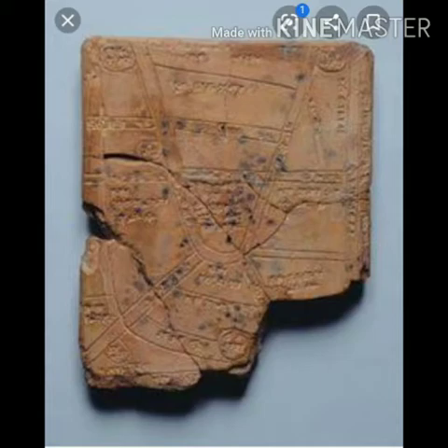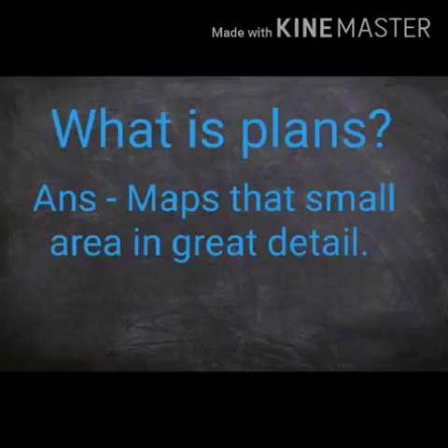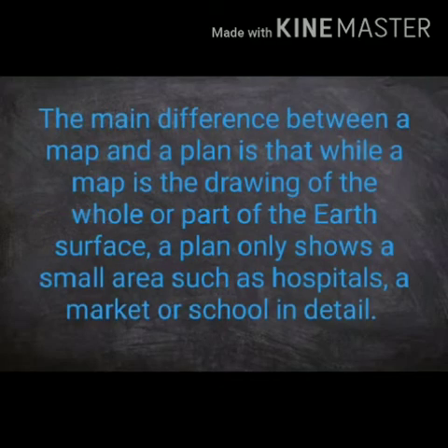Now next, plans. What is a plan? Plans show a small area in great detail. I repeat it once again. Plans show a small area in great detail. The main difference between a map and a plan is that while a map is a drawing of a whole part of the earth's surface, a plan only shows a small area such as a hospital, market or school in detail.